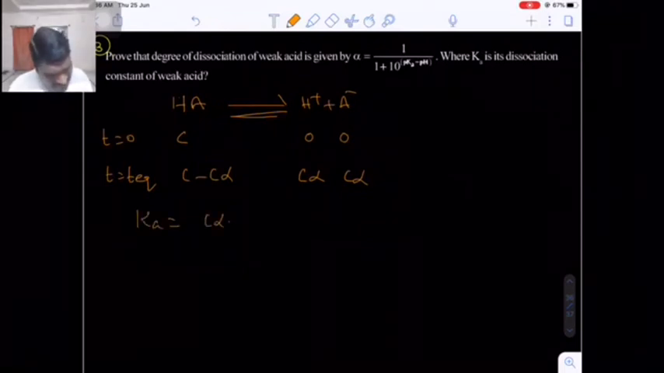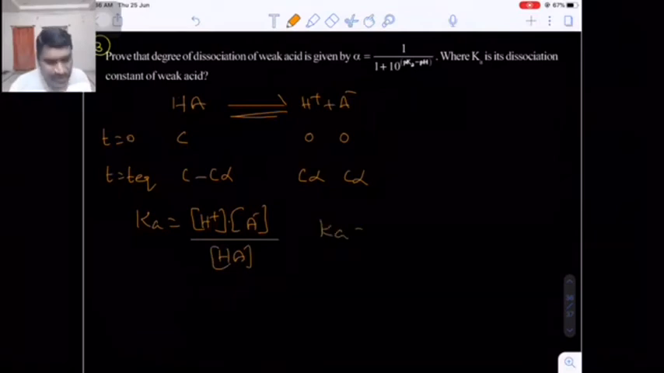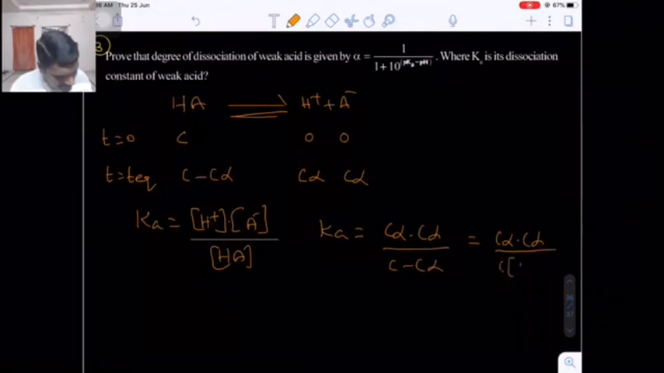Now here, from the law of mass action, the equilibrium constant Ka is equal to the product of the concentration of the products, that is H plus ion concentration into A minus ion concentration, whole divided by HA concentration. From here Ka is equal to C alpha into C alpha by C minus C alpha. Taking C common in the denominator, 1 minus alpha. So C gets cancelled here. So finally Ka is equal to C alpha square by 1 minus alpha.